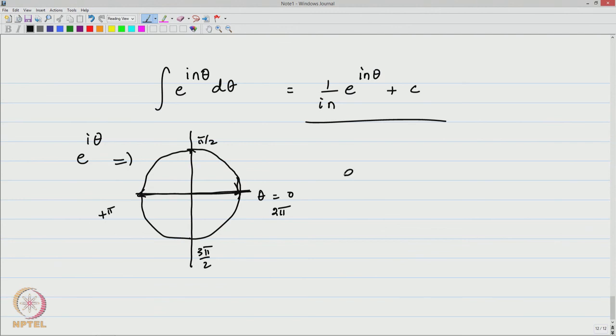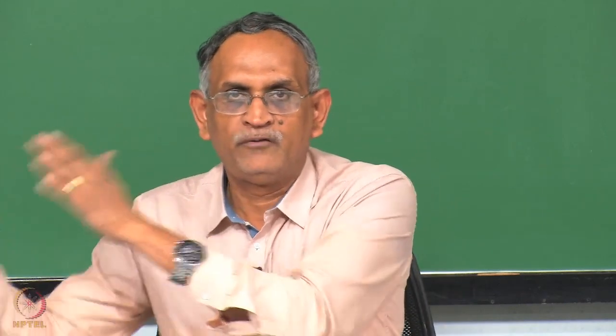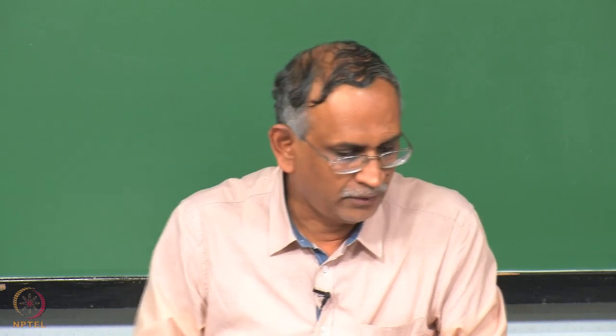Therefore, e to the i n theta has the same value between the ranges theta 0 and 2 pi, and whatever this is faithfully reproduced between 2 pi less than or equal to theta less than or equal to 4 pi, and so on. Therefore, for different values of theta, the function has the same value in the domain 0 to 2 pi, 2 pi to 4 pi, 4 pi to 6 pi, and so on. So, keep that in mind.